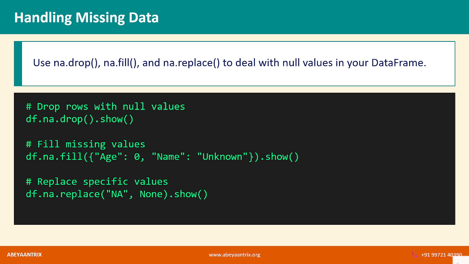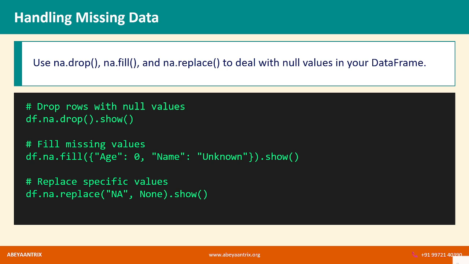Then you can also replace values with some specific values. For example, your data frame has NA somewhere, and I don't want this NA. So instead of NA, what do I give? None. So I can replace NA with none. Wherever there is NA, I am putting none. This is replacing. You can drop the rows with null values, fill the missing values, and replace the values, just like pandas.